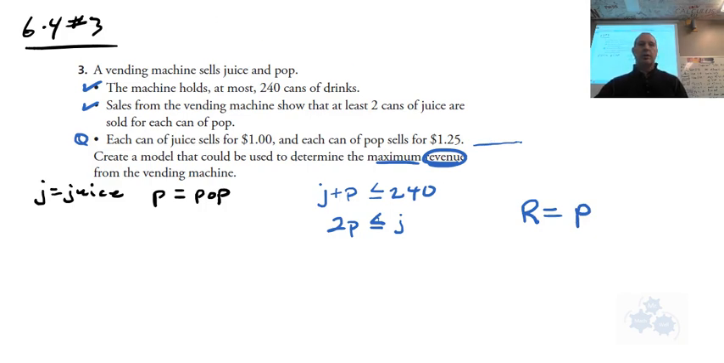Juice sells for, yep, you're right. I started here and then I saw pop. So you're right, 1J plus 1.25P. Okay, that's weird. Usually juice is more than pop. But this must be those small little juices, yeah, juice boxes, that's what it is.